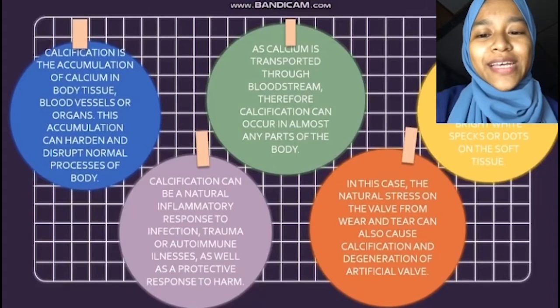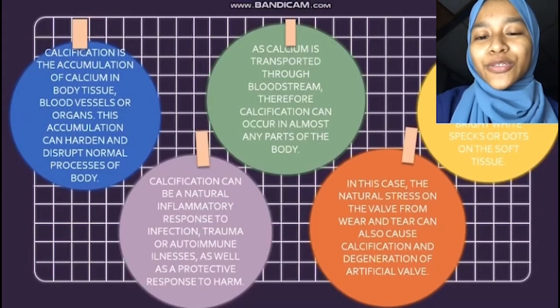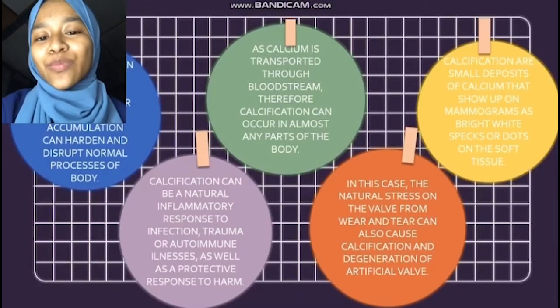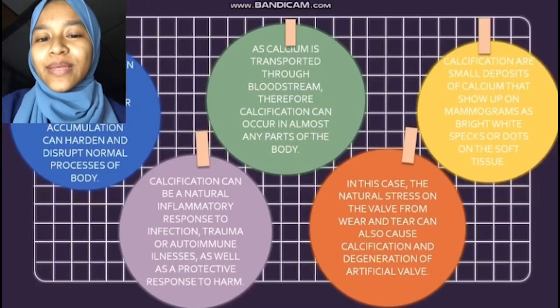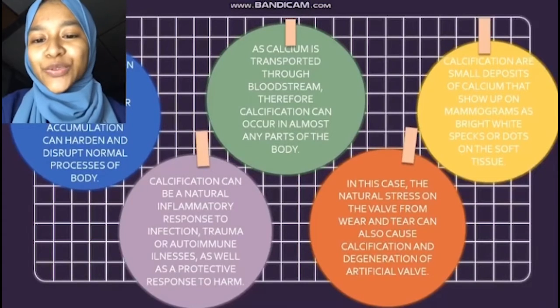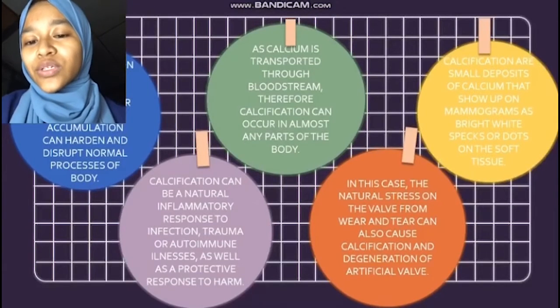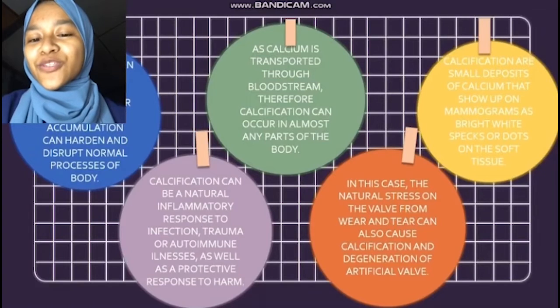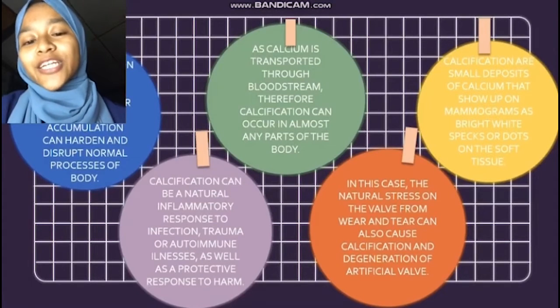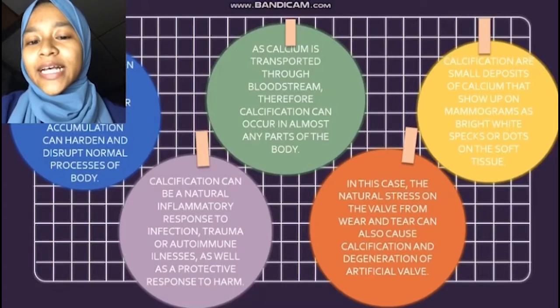Calcification is the accumulation of calcium in body tissue, blood vessels, or organs. This accumulation can harden and disrupt normal processes of the body. As calcium is transported through the bloodstream, calcification can occur in almost any part of the body. Calcifications are small deposits of calcium that show up on mammograms as bright white specks or dots on the soft tissue. Calcification can be a natural inflammatory response to infection, trauma, or autoimmune illnesses, as well as a protective response to harm. In this case, the natural stress on the valve from wear and tear can also cause calcification and degeneration of the artificial valve.